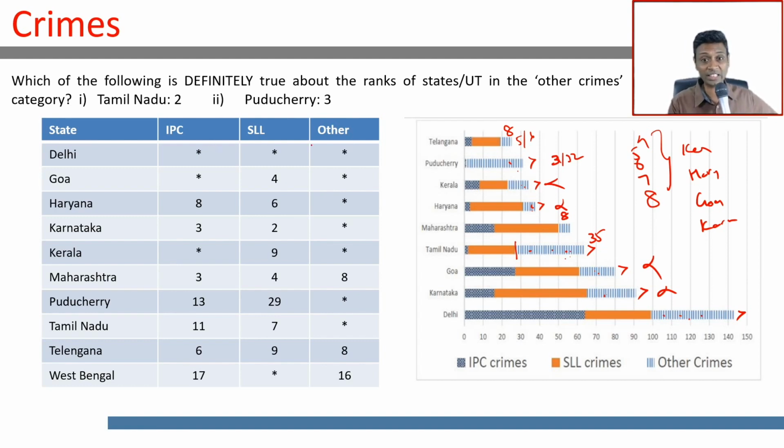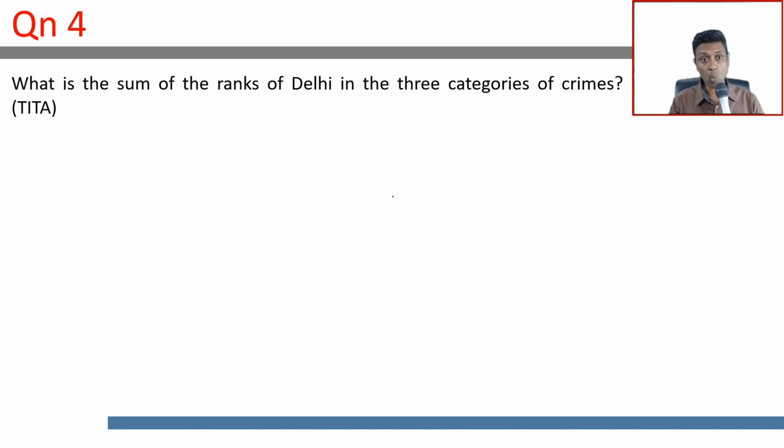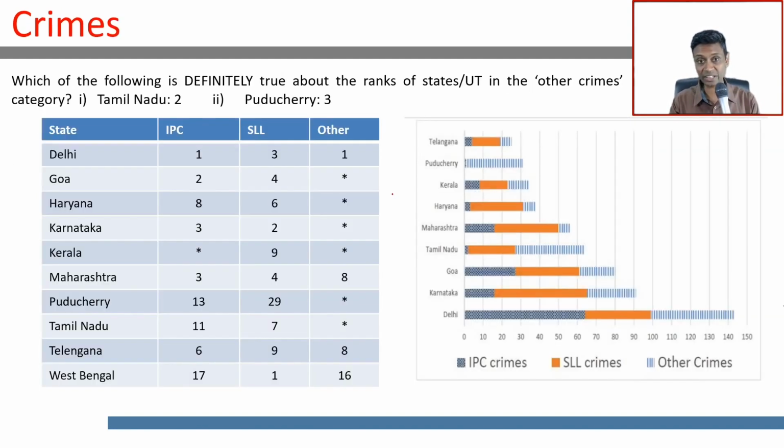For this category in other crimes, Delhi is 1. Tamil Nadu should be 2. Puducherry should be 3. And then some 4, 5, 6, 7. I'm not really filling this because we don't need this for this question. Both of those inferences can be made. What is the sum of the ranks of Delhi in the 3 categories of crimes?